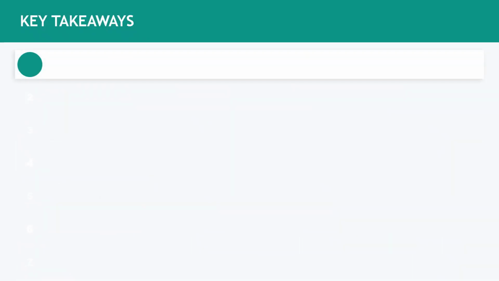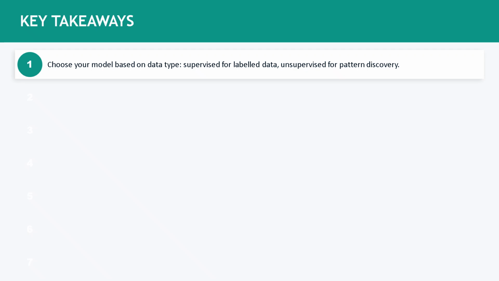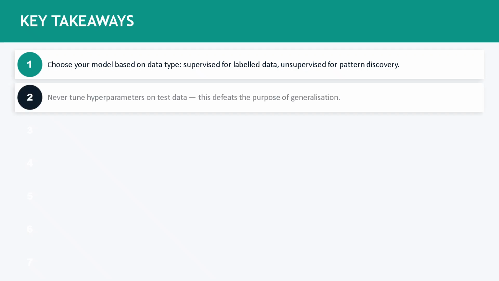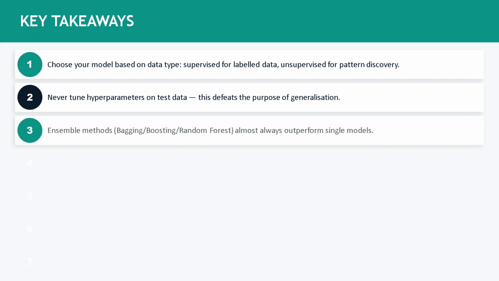The key takeaways, the 7 things you need to remember. First, match your algorithm to your data type. Second, never tune on test data. Third, ensemble methods almost always outperform single models. Fourth, preprocessing is not optional. Normalize, balance, scale as needed.